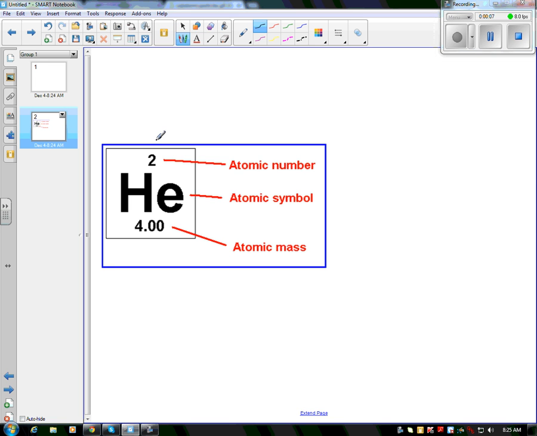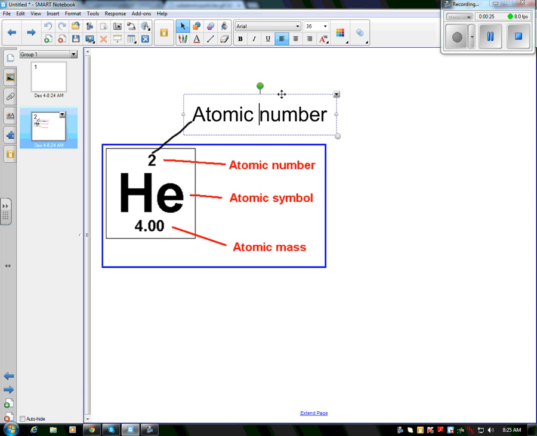This right here is the atomic number. Okay? The atomic number is the same thing as protons. They're the exact same thing. Atomic number and protons are the exact same thing. So you see this number right up here, 2. Second element has 2 protons, helium.